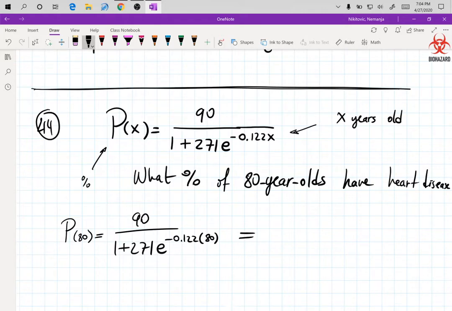I have an extra parenthesis because I forgot to open a parenthesis. This would be wrong. Hold on. Second insert, parenthesis. Much better. All right, let's see. 88.6%.